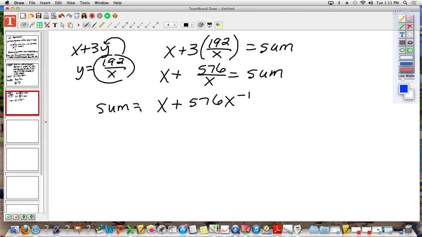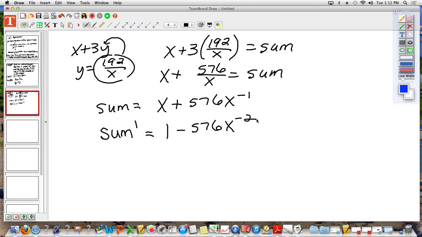Now I need to find the derivative. So the derivative of the sum equals, what's the derivative of x? It's 1. Negative 576x to the negative 2 power.